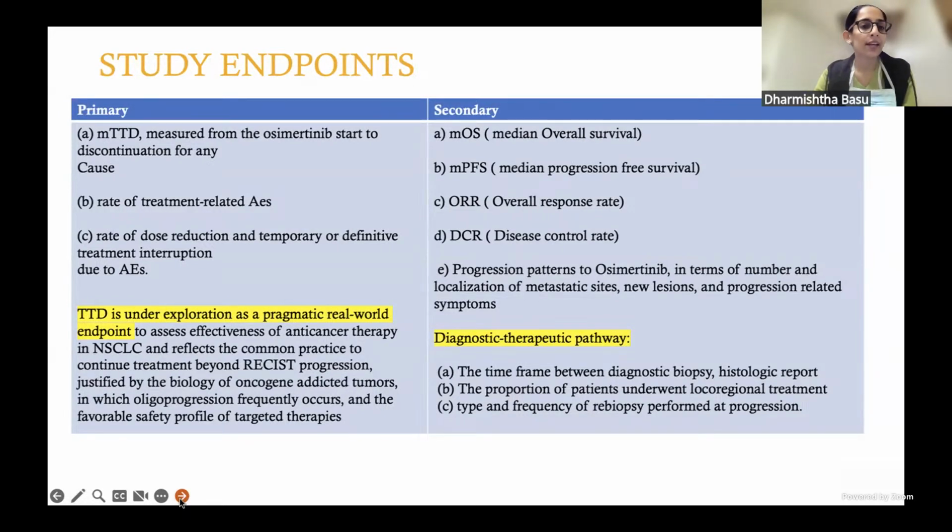They also assessed the rate of treatment-related adverse effects and the rate of dose reductions and temporary or definitive treatment interruptions. The diagnostic to therapeutic pathway was assessed as a secondary endpoint, defined as the time frame between diagnostic biopsy and histopathological report, the proportion of patients who underwent loco-regional treatment, and the time and frequency of re-biopsies performed at progression.